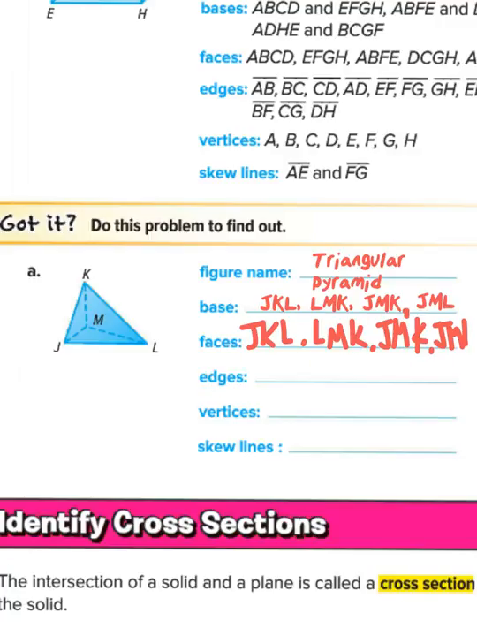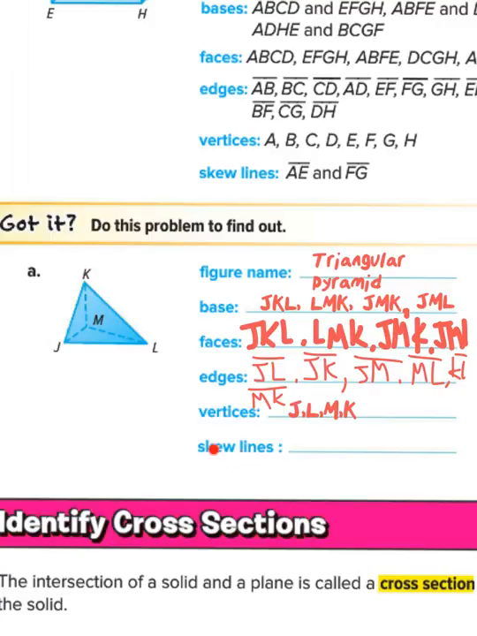Edges. Well, we have all these edges, and remember to use the symbol for line. So you go ahead and you label every line that you see. For example, line JL, line JK, line JM, line ML, line MK, and line KL. Okay, I think I got them all. And then the vertices are each letter, so each vertex where lines meet.